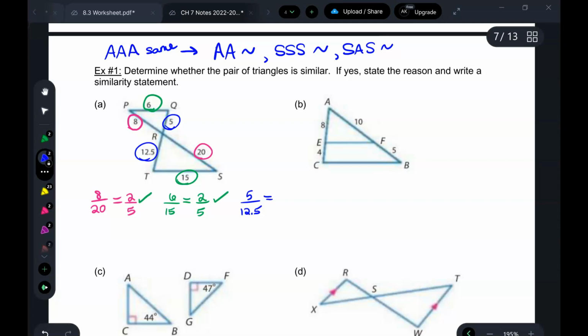If I want to get rid of the decimal, I can multiply by 10 on the top and the bottom, so 125 over 50. Because if you try to divide this on your calculator, it's just going to give you a decimal. So I want to check to see if it's equal to 2 over 5. 25 goes into 50 twice, and yes, it's 2 over 5. Good, so we get 2 over 5. So it's side, side, side similarity.